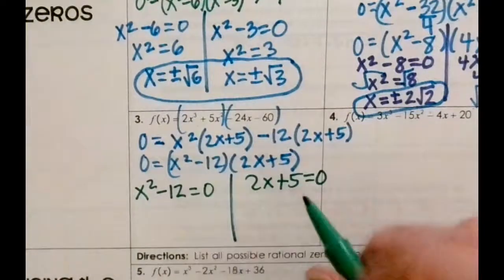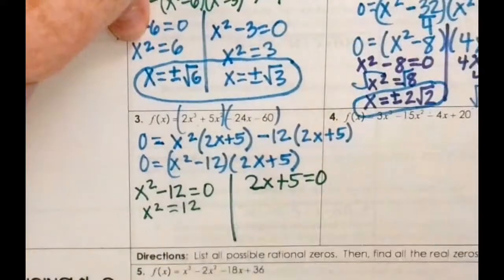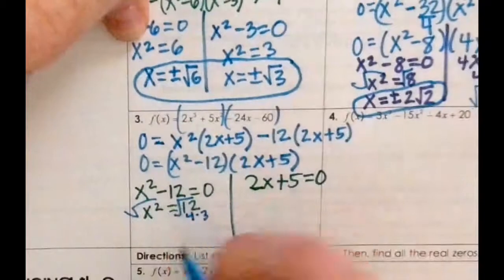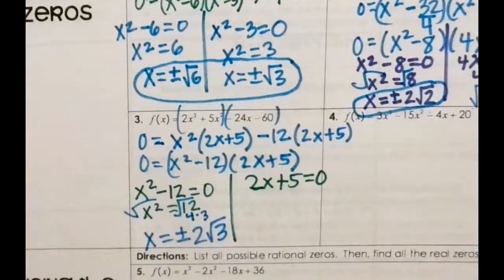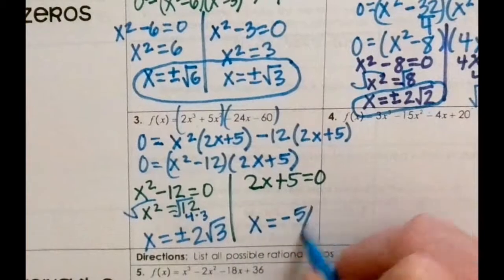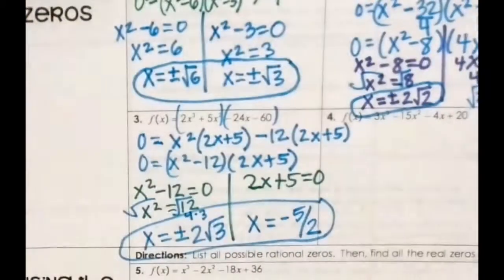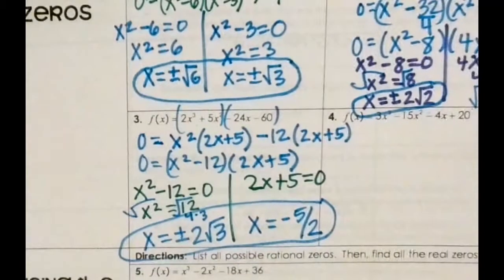So, x squared minus 12, let's solve that. X squared equals 12. Then I'm going to square root both sides. So 12 is 4 times 3. So it'll be 2 root 3. Plus minus 2 root 3. Okay. And 2x plus 5, well, that's easy. X equals negative 5 halves. Okay. So these are our zeros. Okay. So that's nice because I could factor those polynomials.